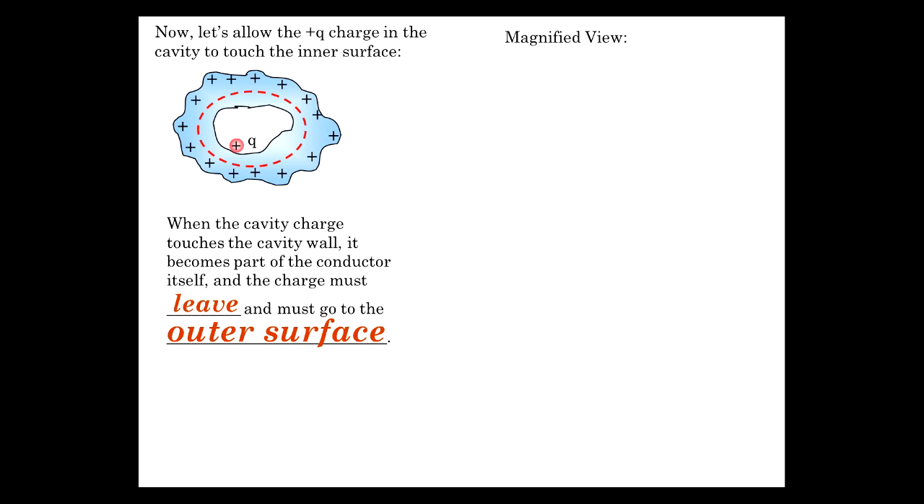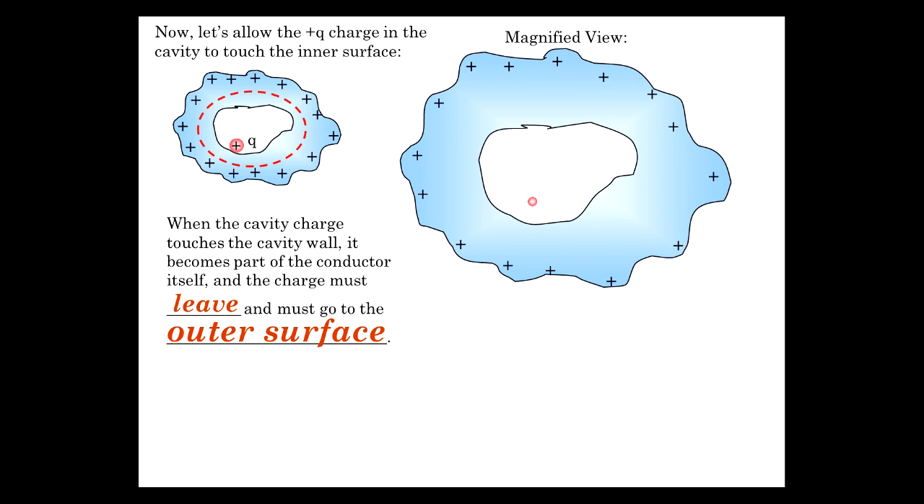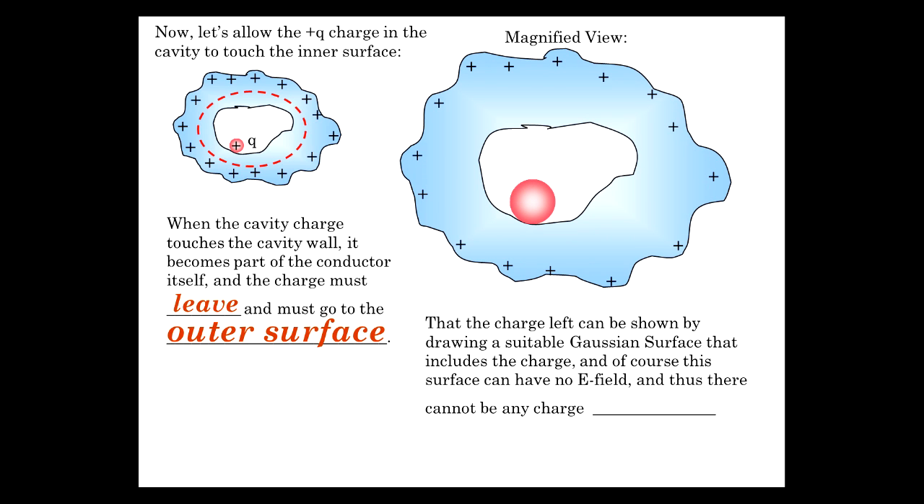Because we could, in a magnified view, construct a Gaussian surface that includes the region of the conductor and the charge here. So let me do that. We can't enclose any charge by this Gaussian surface. So here's the Gaussian surface I'm going to draw. You notice this Gaussian surface is everywhere inside conducting material, and so the Gaussian surface cannot enclose any charge.